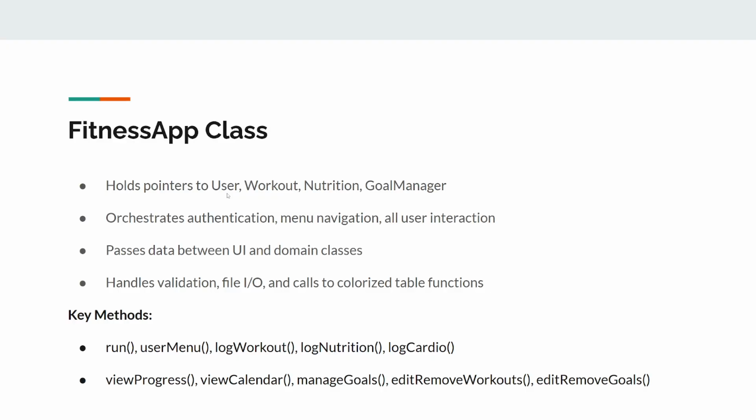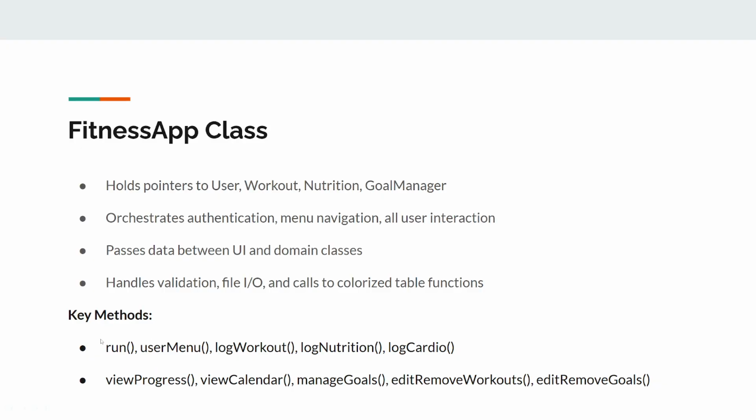So going through the classes, there's a fitness app class, which is the main class, which holds pointers to users, workout, nutrition, and goal manager. It orchestrates authentication, menu navigation, and basically all user interaction. It's going to be the most complicated and complex class. It passes the data between the UI and domain classes, as well as handling validation, file input and output, like writing and reading from files, as well as making those colorized tables.